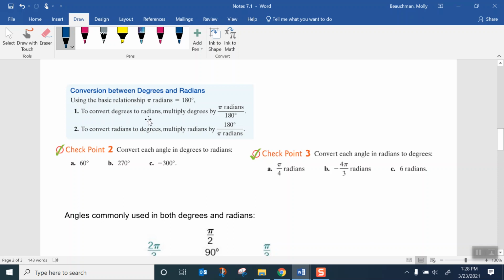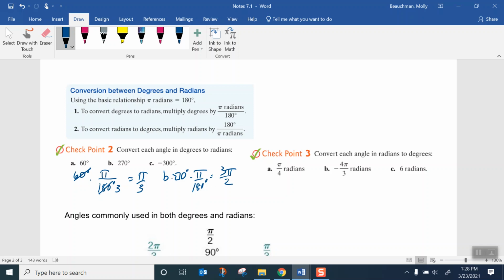So if we want to convert degrees to radians, multiply the degrees by pi radians over 180 degrees. So if we want to convert 60 degrees, we take 60 degrees times pi radians over 180 degrees. So 60 degrees goes into 180 3 times. So that ends up being pi over 3 radians. B, 270 degrees. We looked at that on the unit circle. 270 times pi over 180 is equal to 3 pi over 2.